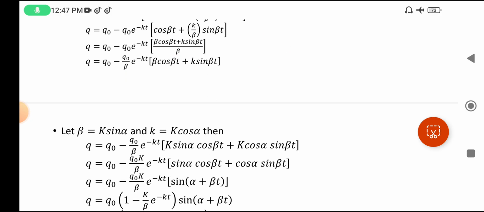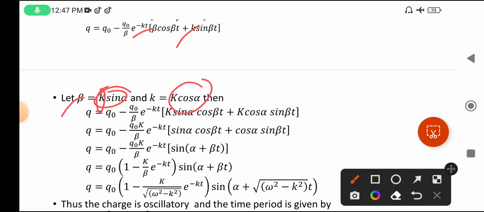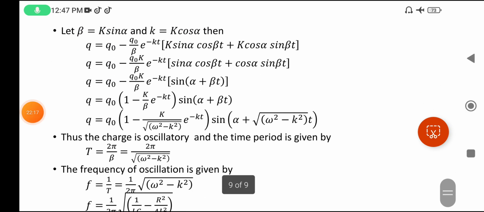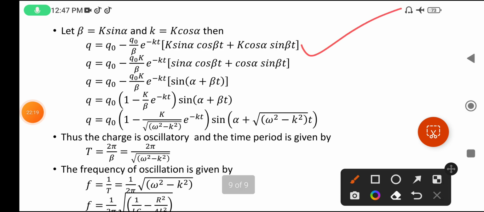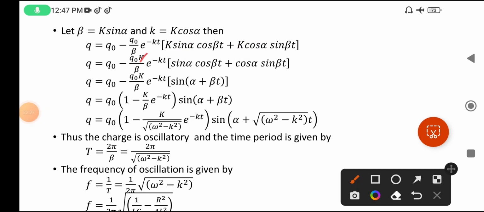Okay, so here we have to use the substitution method. Let beta equals K sin alpha and small k equals K cos alpha. Here capital letter K is taken. Substitute these values here, then you get like this. In the place of beta and k, substituted. Now the common factor is K, so K is taken outside.